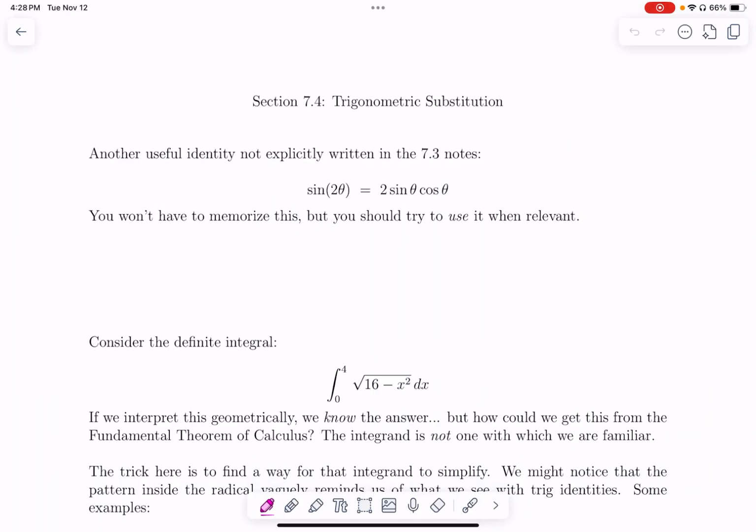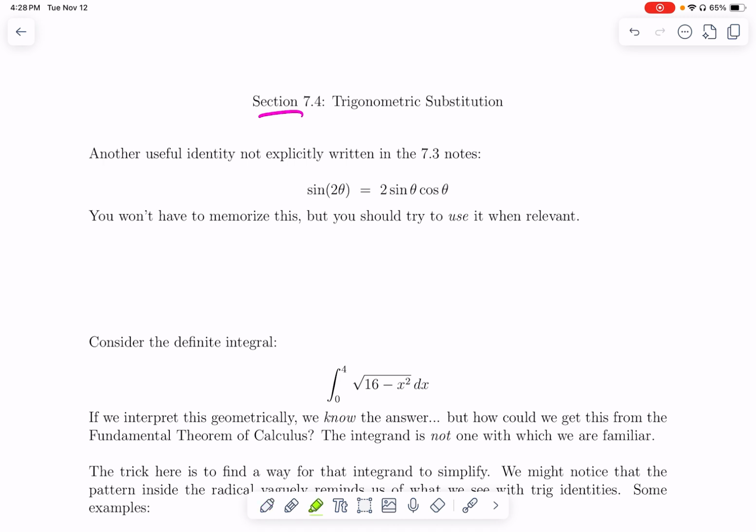Hello. This is going to be the start of a video on section 7.4 on trigonometric substitution. I'm going to break this into multiple videos just because I'm kind of writing this piece by piece and I don't want to have to commit to talking all in a row. So I will get through some of this and then finish it in one or two other videos.